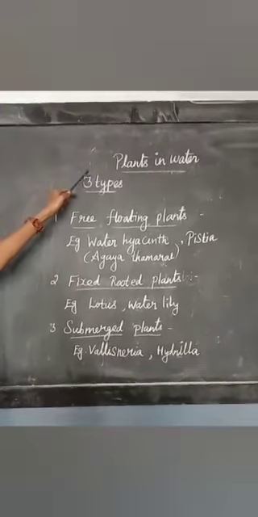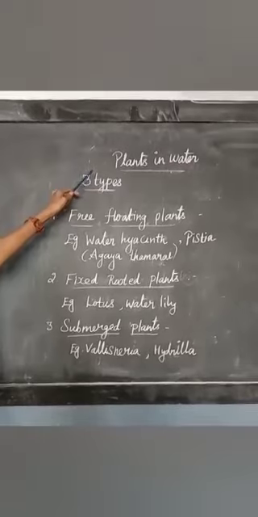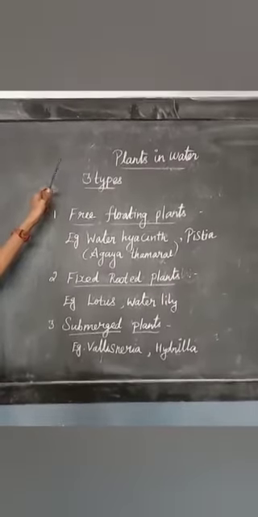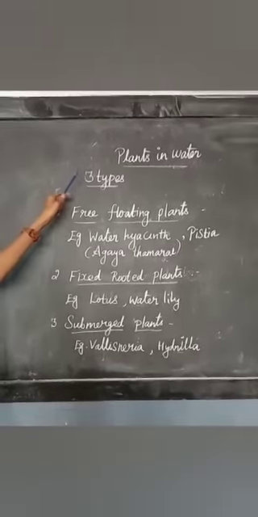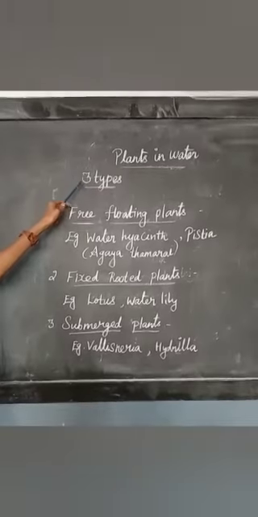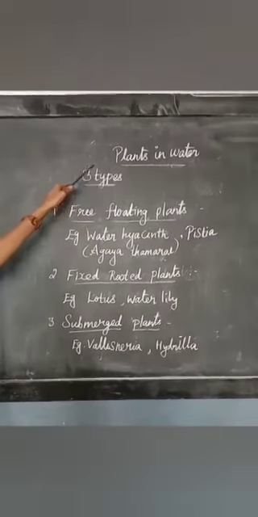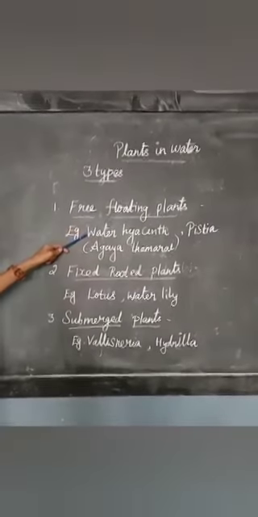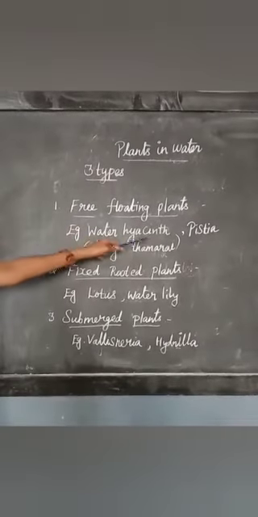Students, let's see plants in water. Some plants grow only in water, not on land. These are water plants or aquatic plants. Aquatic means water. They are adapted to living in aquatic environments. There are three types of aquatic plants. They are free floating plants. Example, water hyacinth and pistia.